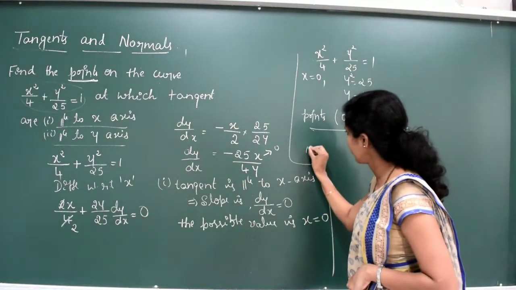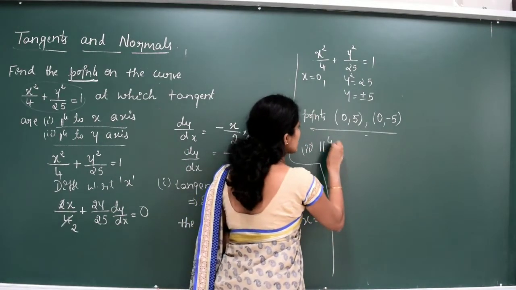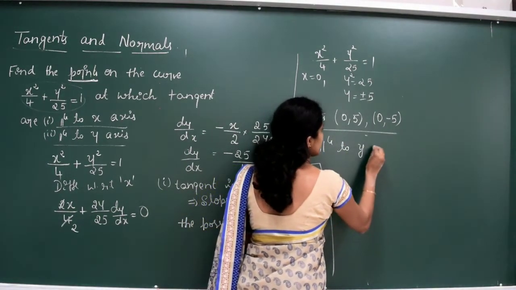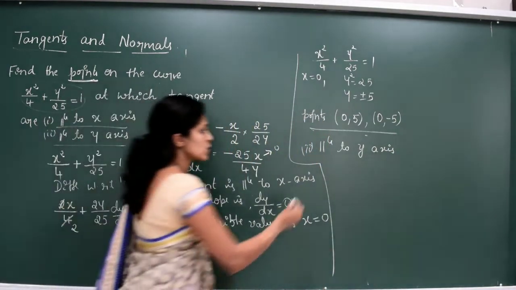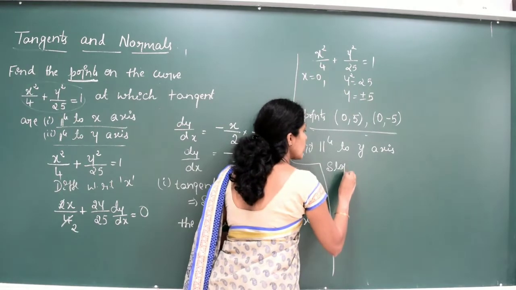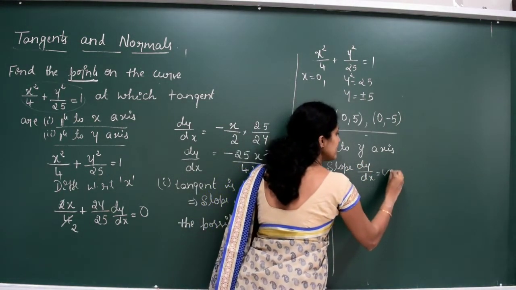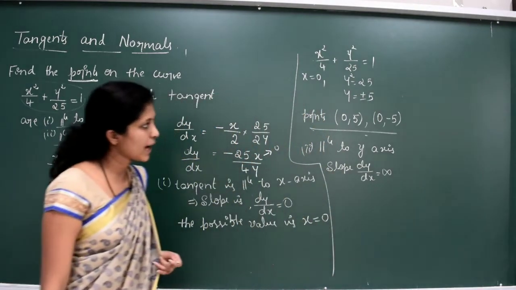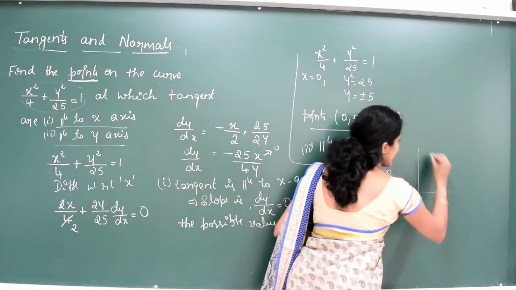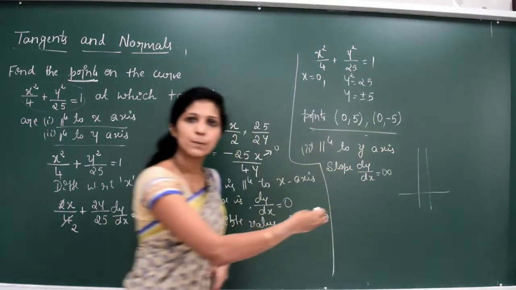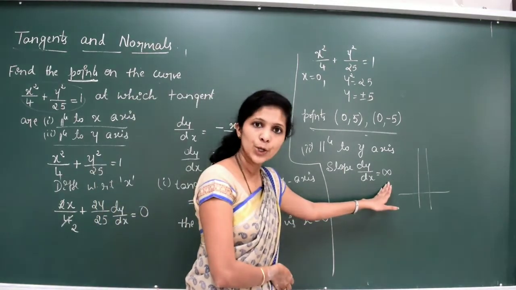Now we discuss the second one. The tangent line is parallel to y axis. So the slope dy by dx should be equal to infinity, right? Since the line is parallel to y axis, obviously it is perpendicular to x axis. So the angle will be 90 degrees. So the slope should be equal to infinity.